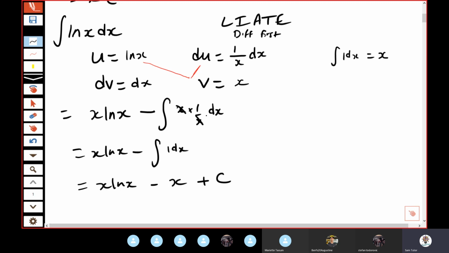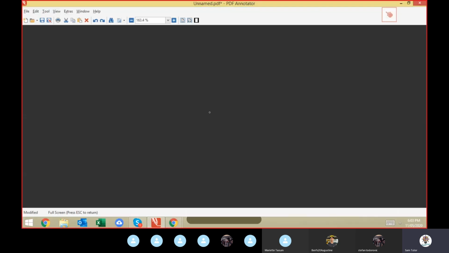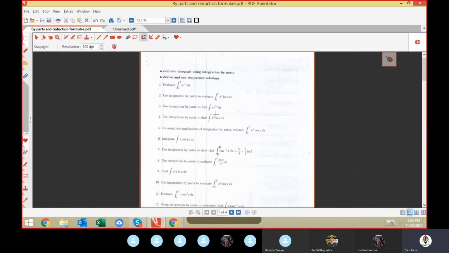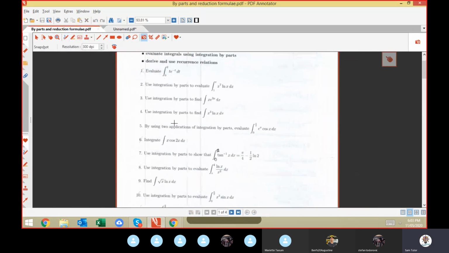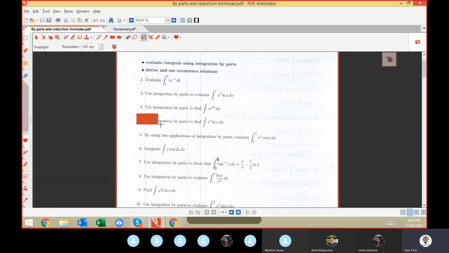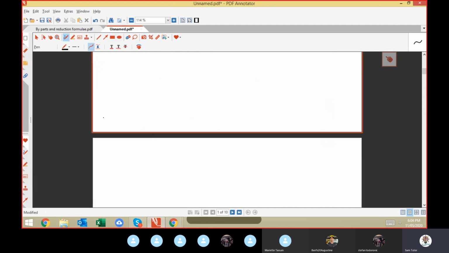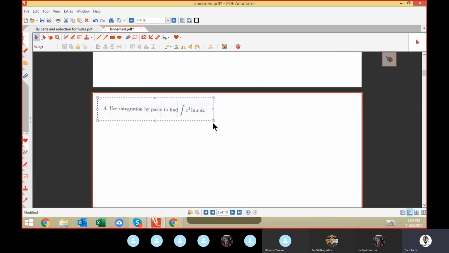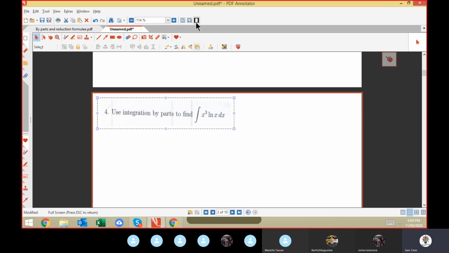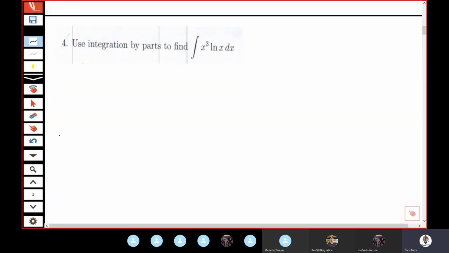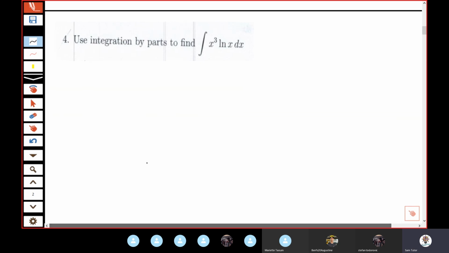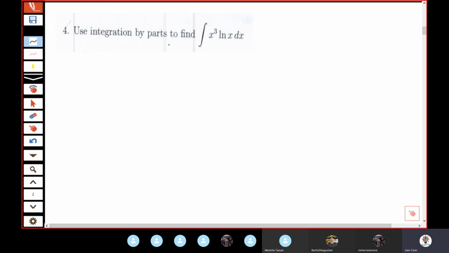Anybody have any questions for us at this stage before I move on to another one? I'm not going to do that first one because it's got limits. So we'll try this one. Use integration by parts to find the integral of x cubed ln x. Okay, who's going to give this one a shot?